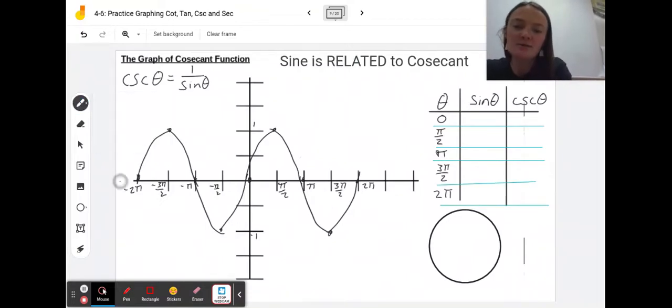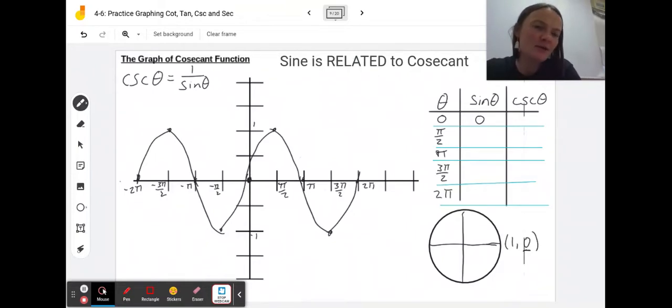All right, so let's start with 0. I want to know what sine of 0 is. Well, according to my unit circle, the ordered pair at 0 radians is going to be 1 comma 0. And therefore, the sine of 0 must be 0. You can also see that graphically here.